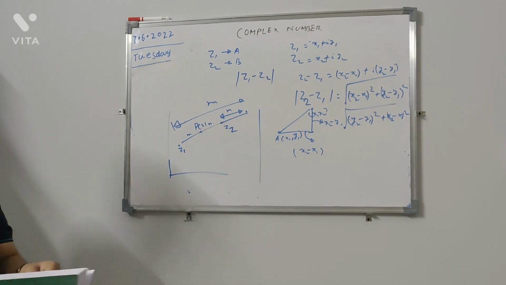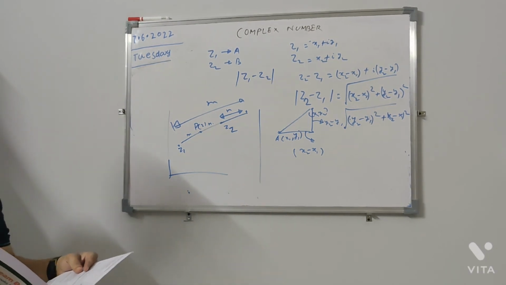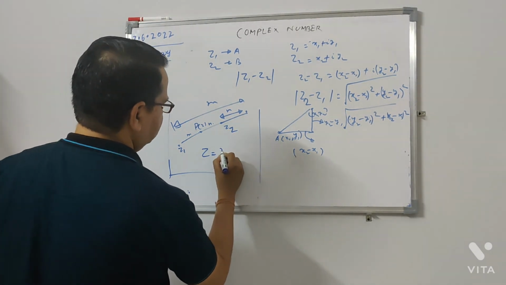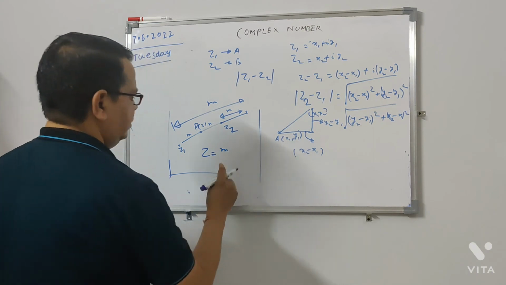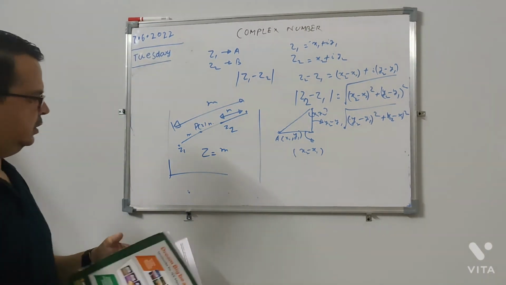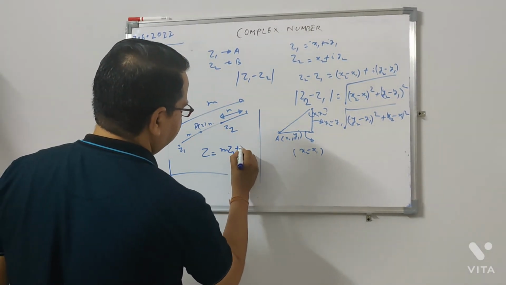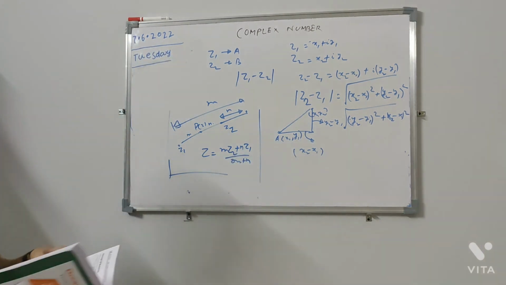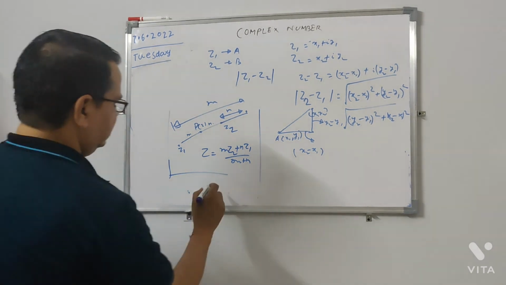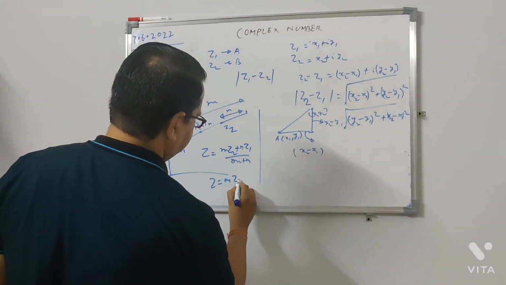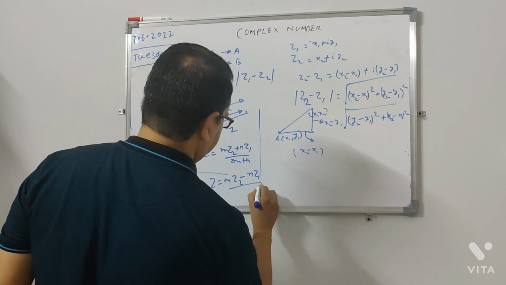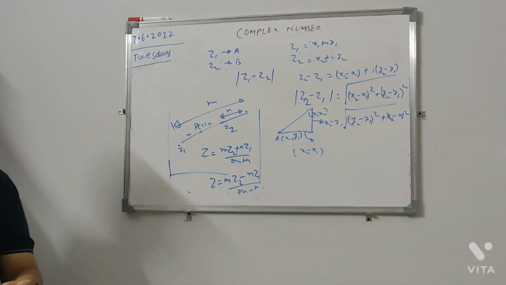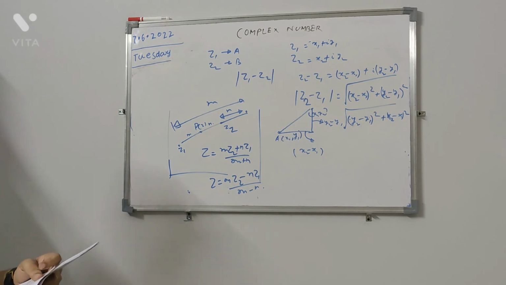Then for internal division, the coordinate of the point z will be m into z2 plus n into z1, divided by m plus n. Okay, that is for internal division. For external division, it will be m into z2 minus n into z1, by m minus n. That is for external division. So that is one more application of complex numbers in geometry.